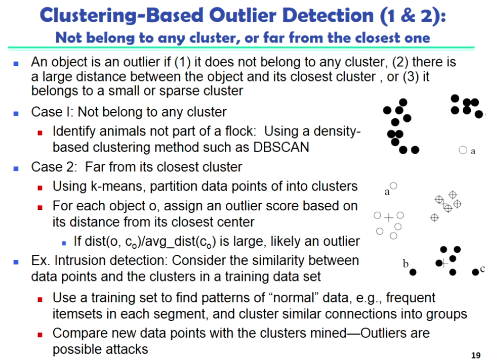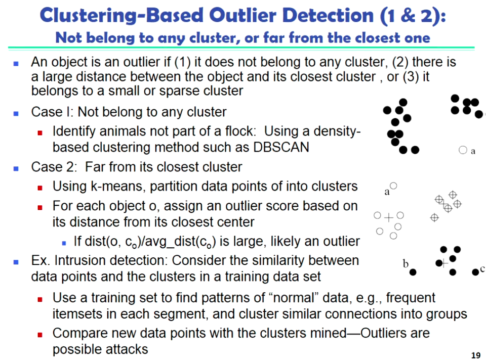Let's begin with the first case, number one. Not belonging to any cluster. For example, identify animals not part of a flock using a density-based clustering method such as DBSCAN. So in the figure here, the object A does not belong to the first cluster or to the second one. So A will be considered as an outlier.